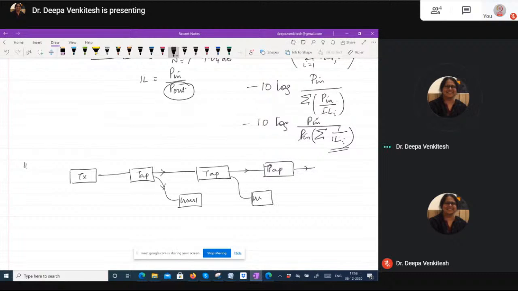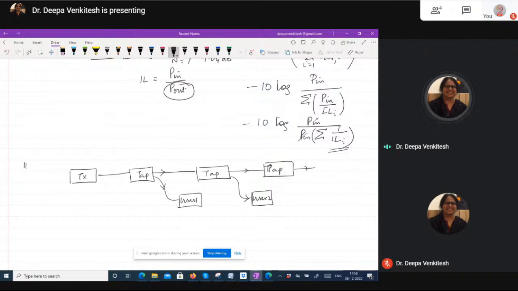User 2, etc. Now this is a configuration that is used to just drop. There's no uplink here. There's just downlink. You keep multicasting. Now, after each user, the power reduces.